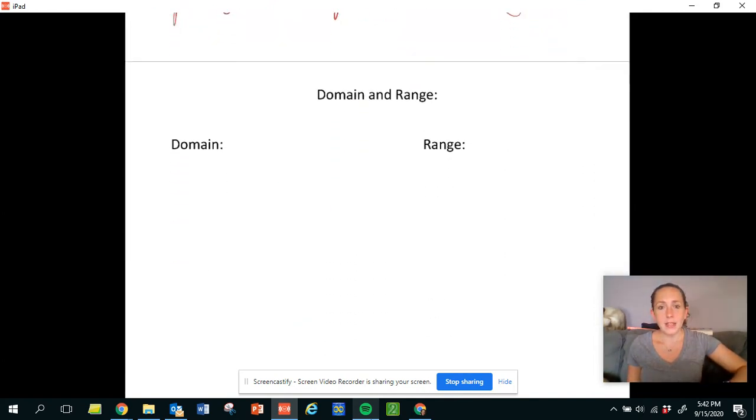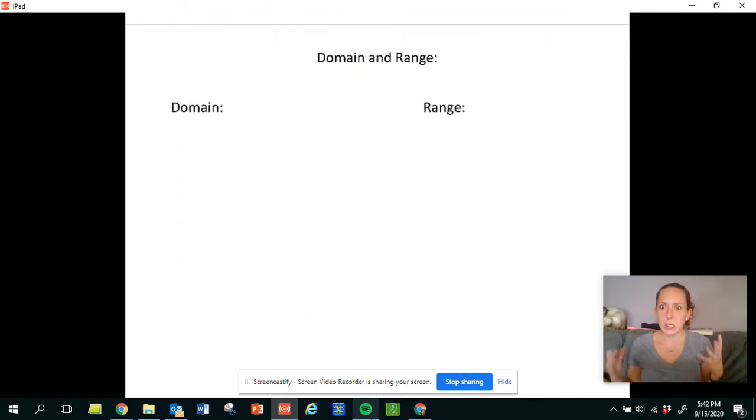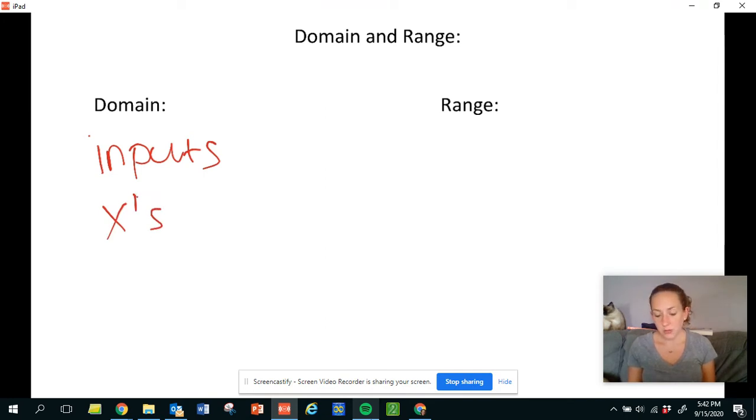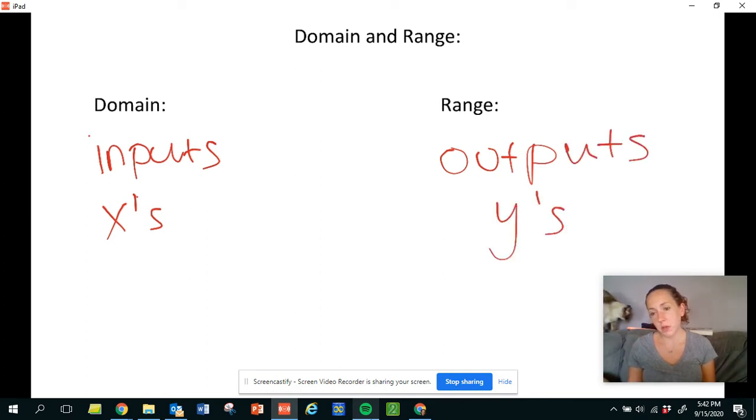Cool. All right, domain and range. What is it? Well, domain is a description of all the inputs, or x's, if you will. So therefore range is the outputs, or the y's. So we're going to find ways to describe all of the x's that are on the graph or all of the y's that are on the graph. The best way to do this is to show you what I mean.